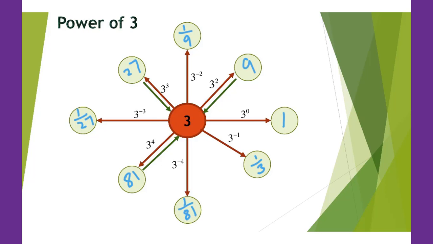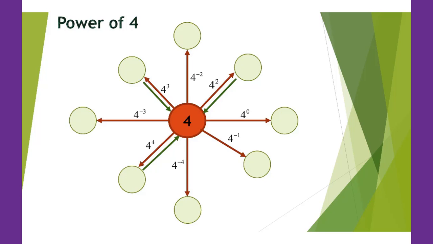Let's do the backwards. 9 to the 1/2 power equals the square root of 9 equals 3. For 27, we do 27 to the 1/3 power, means cubic root of 27 equals 3. For 81, we do 1 over 4th power, means 4th root of 81 equals 3.